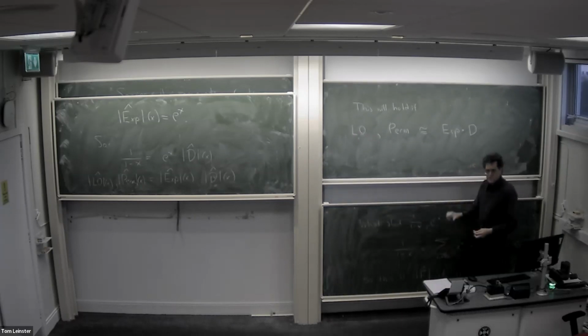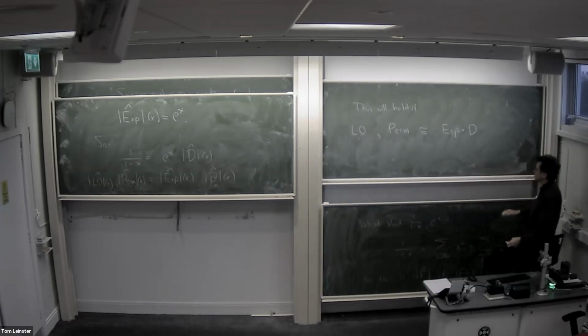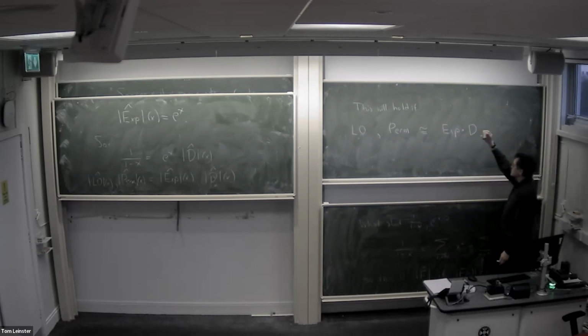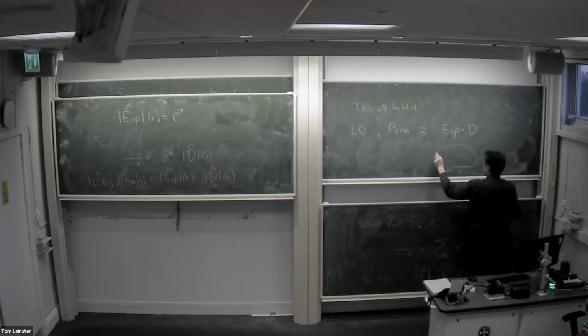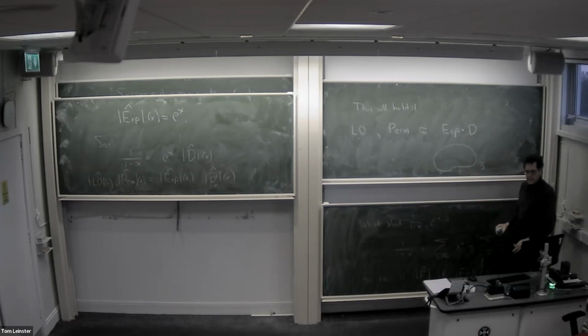So let's figure out if either of these actually work. Well, I need to remind you what this multiplication of species amounts to. To put an Exp times D structure on a finite set means to take that finite set, let's call it S, and to chop it into two disjoint parts.